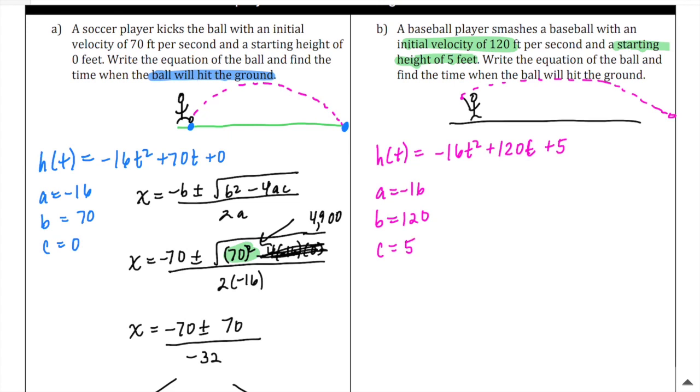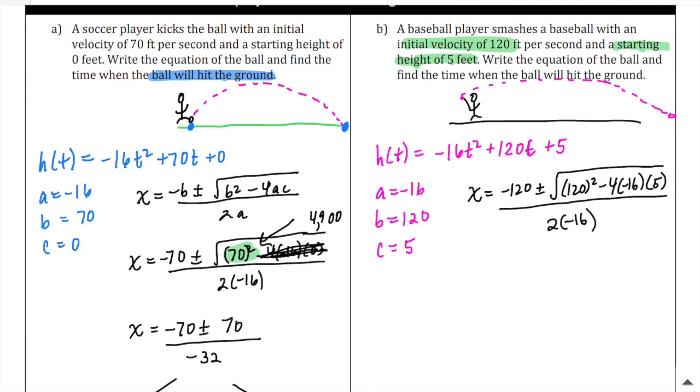So we're going to use the quadratic equation just like before, right? So I have x is equal to the opposite of b plus or minus the square root of b squared minus 4ac, and it's all over 2a. Okay, so let's simplify this. So I got x is equal to negative 120 plus or minus the square root of 14,720. And this is going to be all over negative 32.